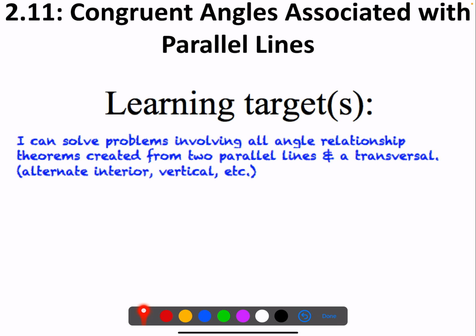Again, today we are covering 2.11, congruent angles associated with parallel lines. Our learning target: I can solve problems involving all angle relationship theorems created from two parallel lines and a transversal, meaning alternate interior, alternate exterior, same side interior, same side exterior, corresponding angles, and vertical angles. So we have quite a few of them that we're going to be going through today. But again, a lot of this should be review as we've covered this in the past. Today we're just creating our shortcuts.